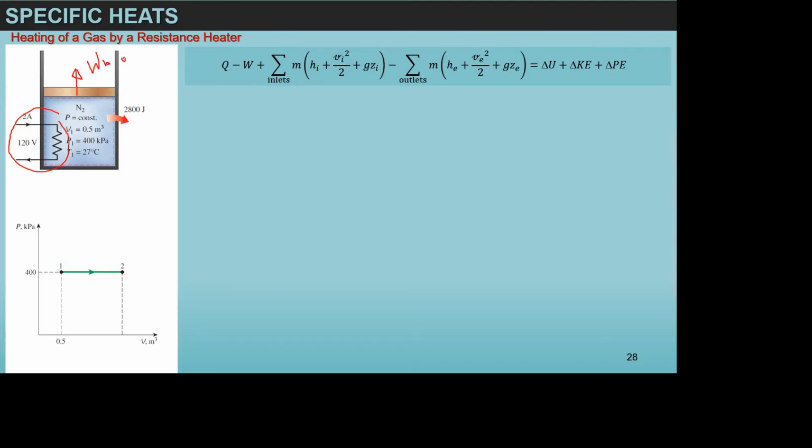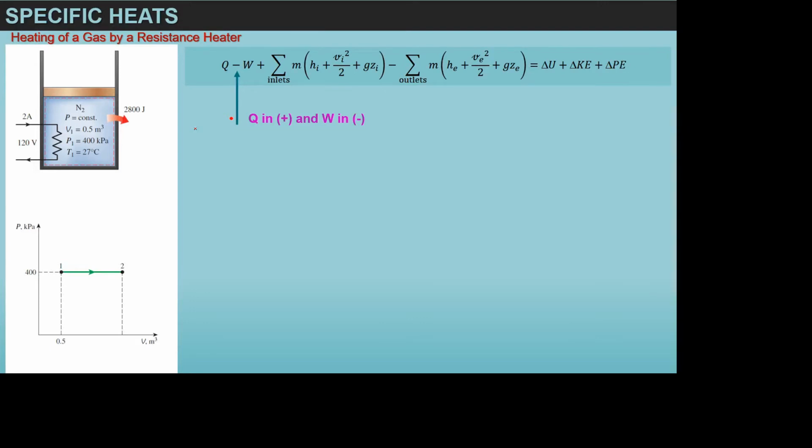Now looking at the equation, we can see that there is a negative sign in front of W. That means this is a formal sign convention. Therefore, Q in should be substituted to the equation with a positive sign. W in should be substituted to the equation with a negative sign.